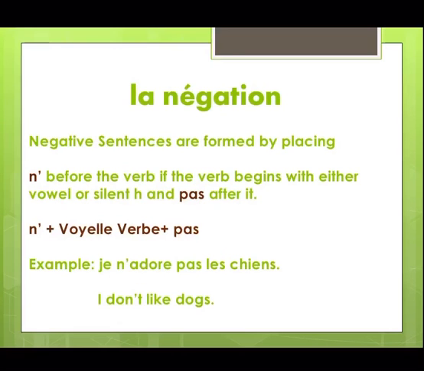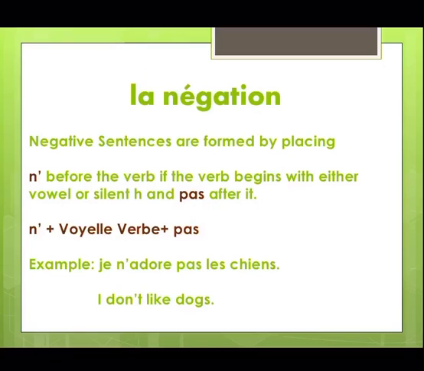Now there is another rule, as we have discussed earlier, that whenever the verb or word begins with a vowel or a silent H, we have to replace the vowel with an apostrophe. So when we form negative sentences, instead of ne, we will use n apostrophe if the verb begins with either a vowel or a silent H. And then afterwards we'll add pas. So n apostrophe plus the vowel verb plus pas.